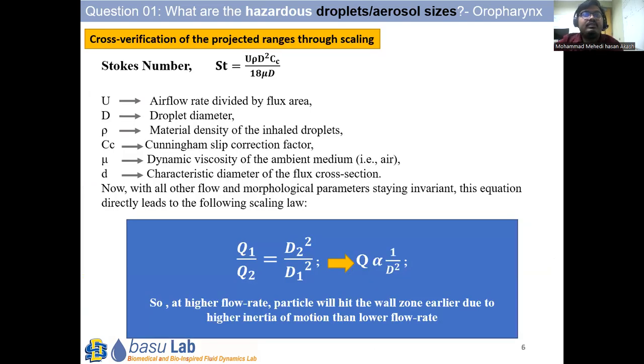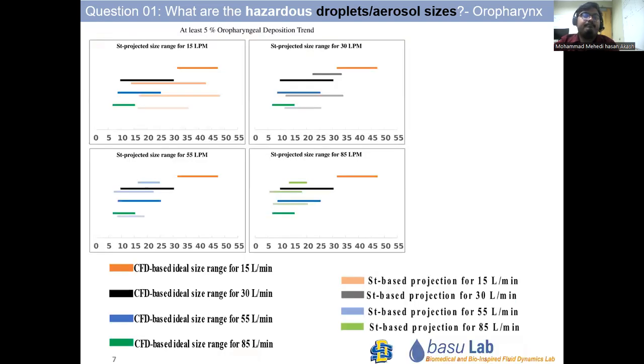Let's do a quick check on these sizes using the Stokes number equation and simple scaling analysis for two different flow rates, with all other flow parameters remaining the same. We can show that the flow rate is inversely proportional to the square of the diameter. It means that at a higher flow rate, the particle will hit the wall zone earlier than at the lower flow rate. It is happening due to the high inertia from the higher flow rate.